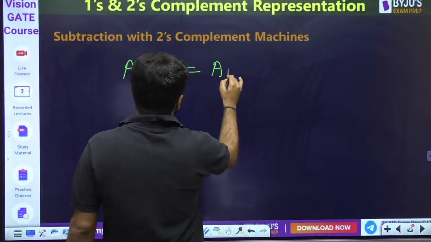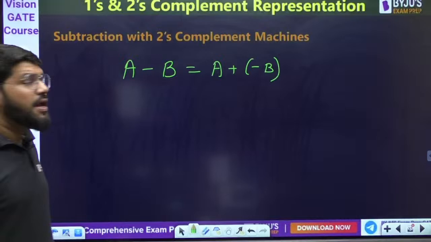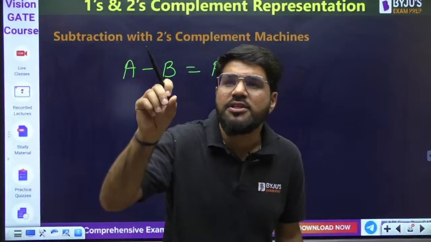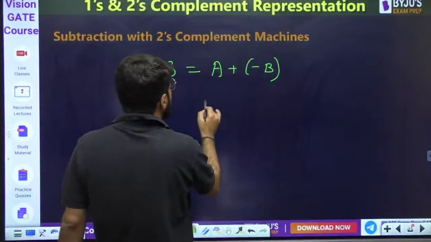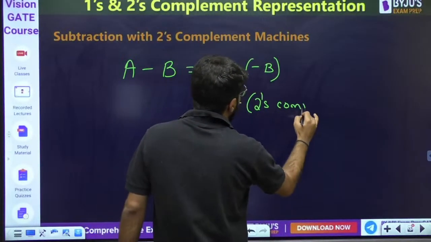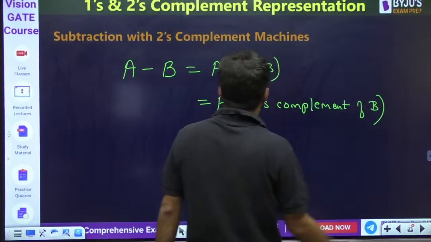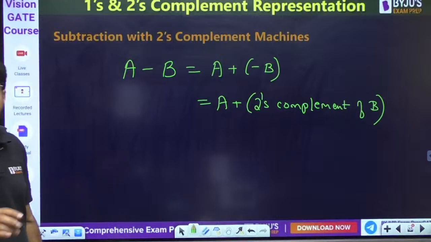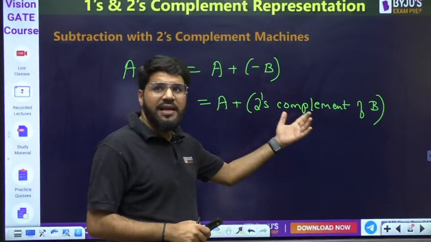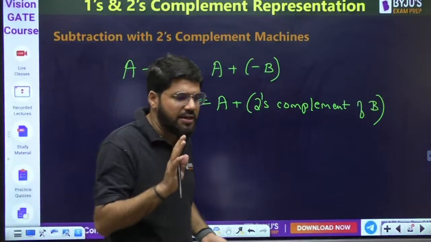So what is A minus B? Please write down A plus minus B. Let us say it is A plus minus B. And for a negative number, you know, whenever any negative operation comes, that means you have to take the 2's complement. So this should be equal to A plus (2's complement of B). So A minus B is equivalent to A plus 2's complement of B. If you take the 2's complement of B and then add it to A, it'll be equivalent to a subtraction.